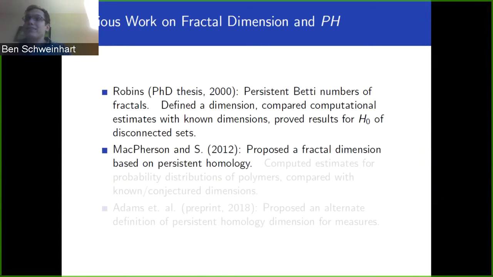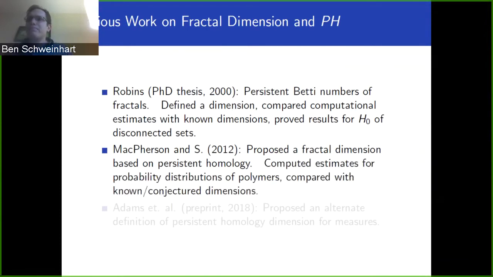Now, jumping ahead to 2012, my first paper with my PhD advisor, Bob MacPherson. We were unaware of the results of Robbins, and we proposed a similar but not the same sort of fractal dimension based on persistent homology. Instead, we looked at the scaling of the size of persistent homology intervals, and we proposed a fractal dimension based on that in our 2012 paper, Measuring Shape with Topology. And in that paper, we computed estimates of this fractal dimension for probability distributions of polymers, and we compared it with known and conjectured dimensional quantities.